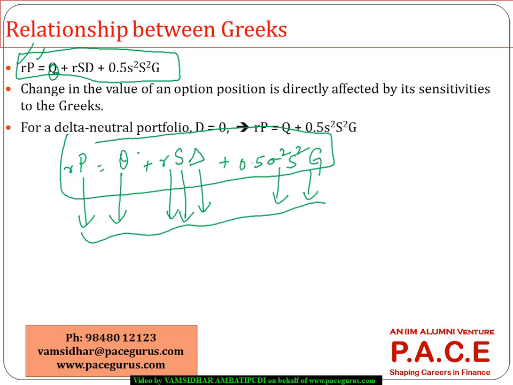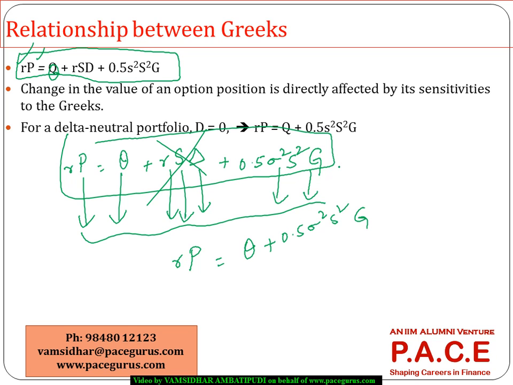Now, when you are saying your portfolio is already delta neutral, sometimes what he may do in the exam is give the scenario, okay, the portfolio is delta neutral or the portfolio is gamma neutral. Find the others. So when it is delta neutral, this resulting delta does not exist anymore. Delta is 0, so this amount will become 0. So your formula is reducing to Rp equal to theta plus 0.5 sigma squared S squared G. So he may give you 1 or 2 or 3 or 4 of these values and ask you to compute the rest.